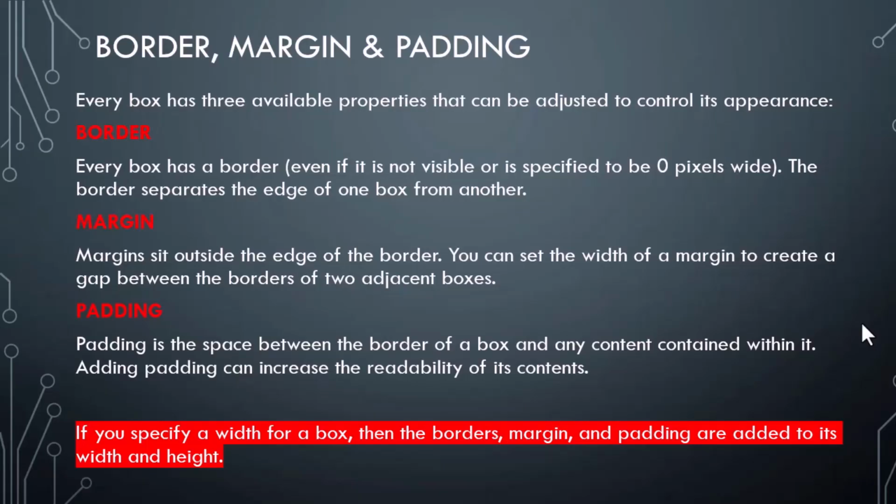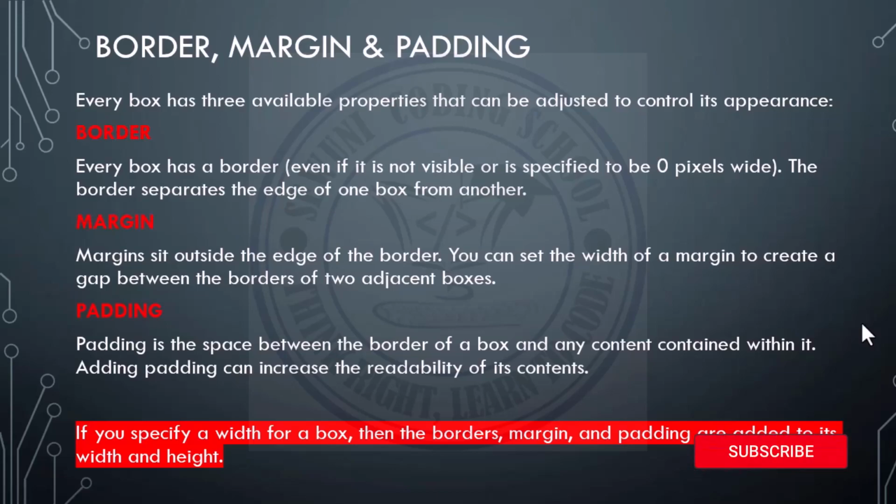Let's talk about the border, margin, and padding. Every box has three available properties that are used to adjust the appearance of the box. One is the border, the other is the margin, and the last one is the padding. The padding is the space between the border of a box and any content contained within it.